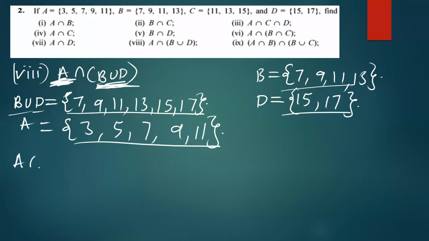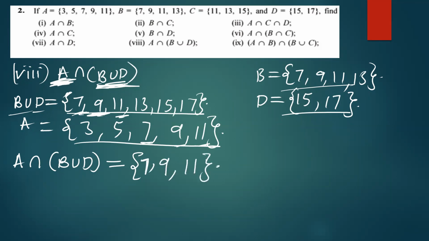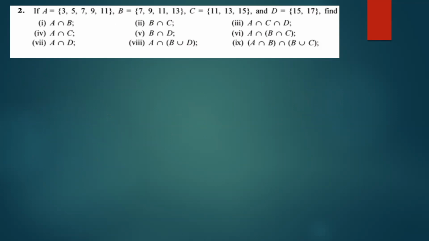So A intersection B union D is going to be equal to, so what is common? We have 9 there, we have 7 there, 7, 9, 11. So we write the common elements: 7, 9, and 11. You said we also solve question 9, right? So question 9.